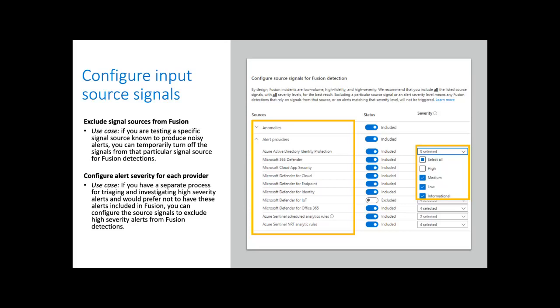So at the end of the day, you do have that trial sort of flexibility when it comes to Fusion. On top of that is configuring an alert severity for each provider, right? Imagine you have a SOC and you have a separate process for triaging high severity alerts, and you would not prefer to have these alerts included in Fusion. You can exclude the high severity alerts from the Fusion detection. So again, lots of flexibility, allowing you to have your own custom input when it comes to your own custom needs as part of your own security operation strategy.